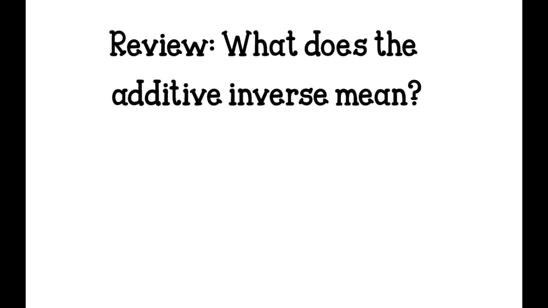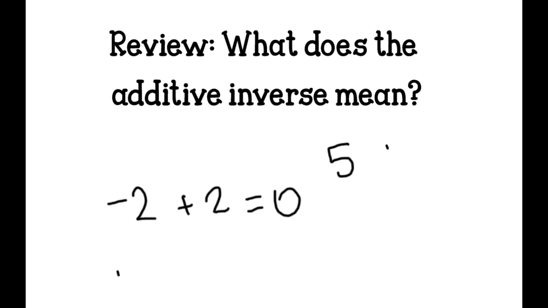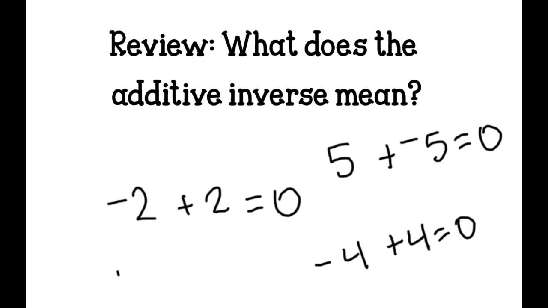Okay, let's review. What does the additive inverse mean? The additive inverse means that if I have negative 2, I can add a positive 2 and get 0. So I'm canceling out. If I have positive 5, I can add a negative 5 and get 0. So I'm canceling it out. If I have negative 4, I can add a positive 4 and get 0. And I'm canceling out. So that is what the additive inverse is.